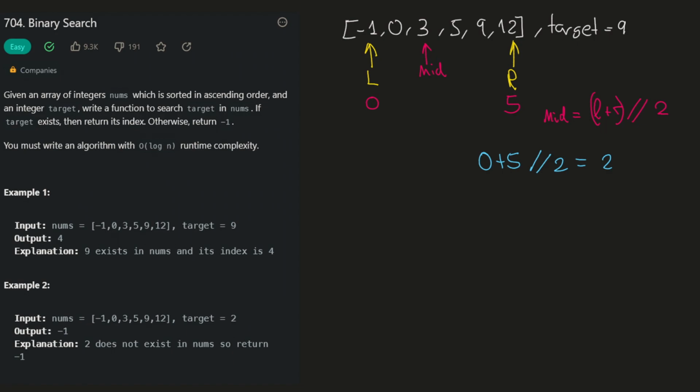And then we say, okay, well, is my element where the middle is, so is 3 smaller than our target? So is 3 smaller than 9? Yes, it is. If this is the case, which it is, then I go, well, I only want to look at these elements right here, right? Because I know that if 3 is smaller than 9, that means that 9 must lie to the right of 3 because it's sorted, right?